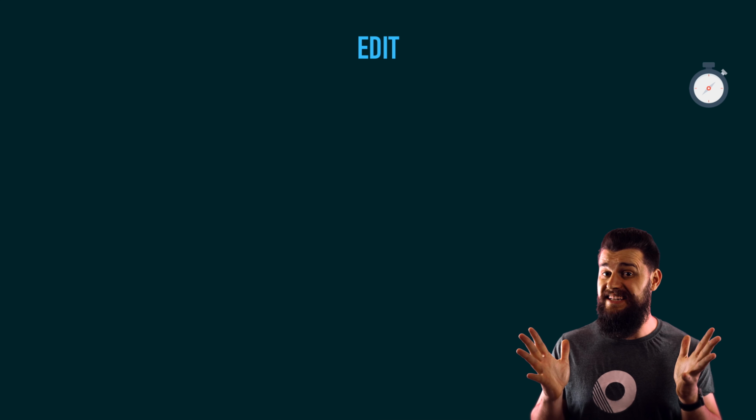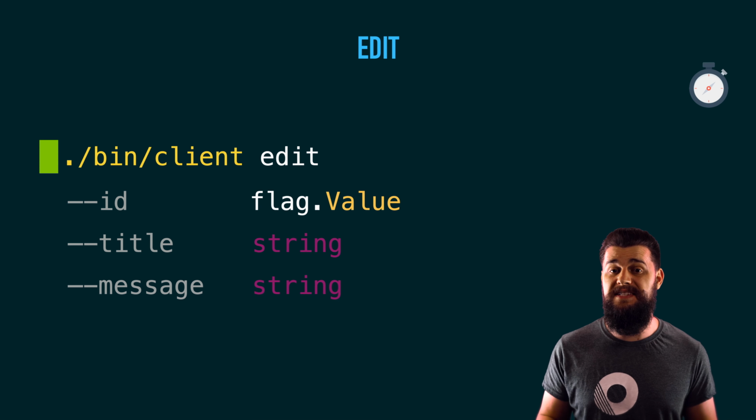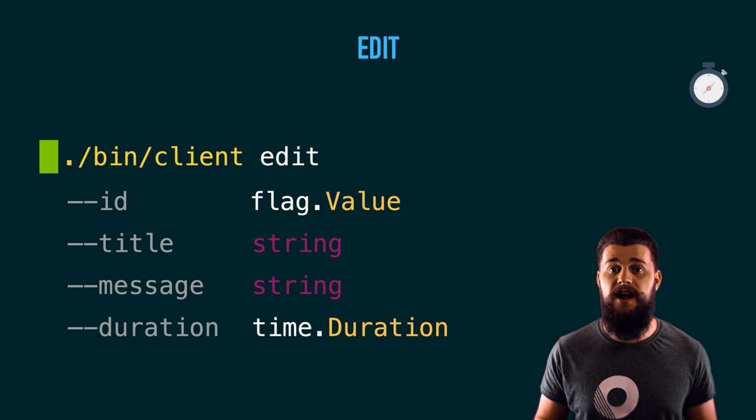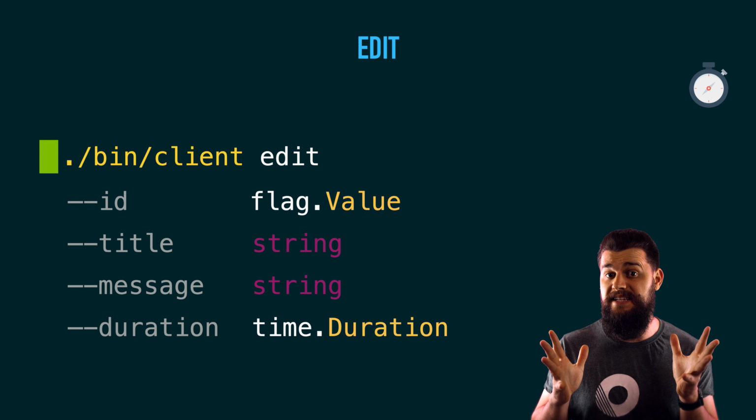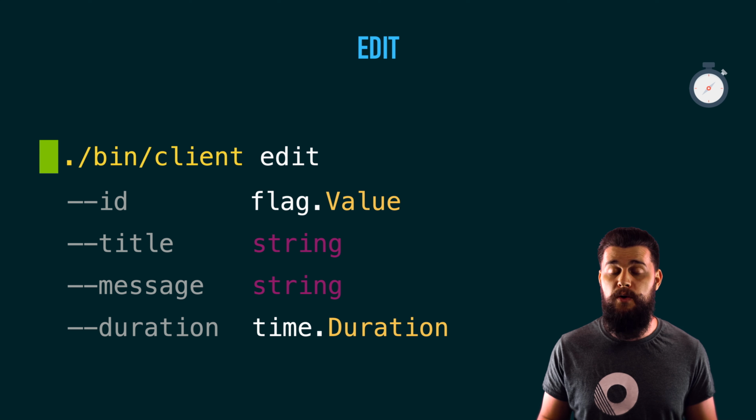Then we have the edit command, which basically edits a reminder which we created earlier. It receives the exact same flags, the exact same arguments, except it also accepts an ID. We have to know what kind of reminder we are editing. That's why we accept an extra argument, which is ID. Notice here we can only edit 1 reminder, not multiple reminders.